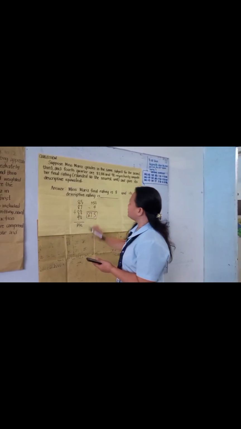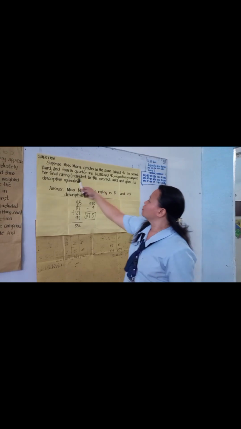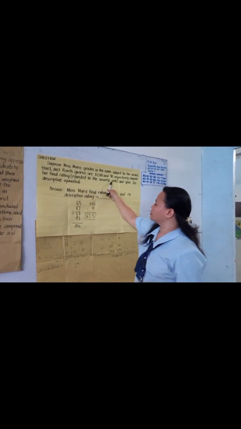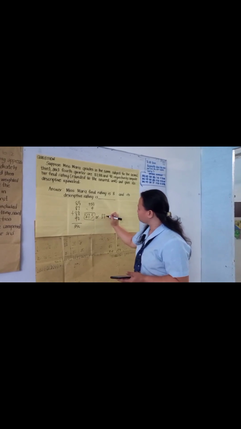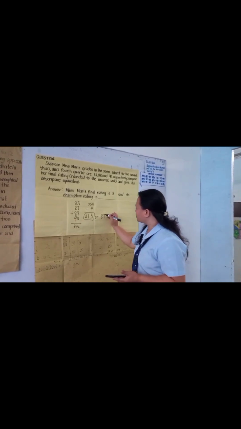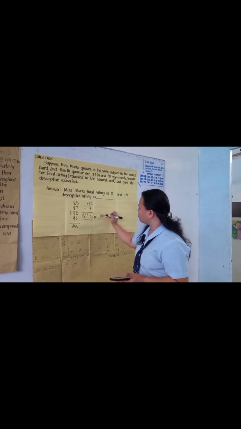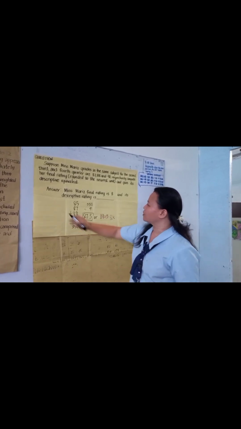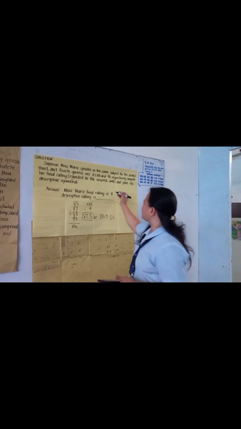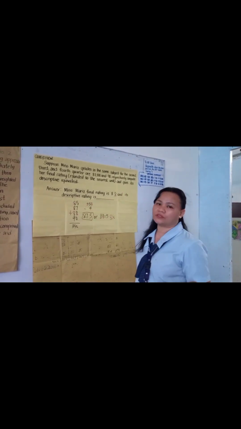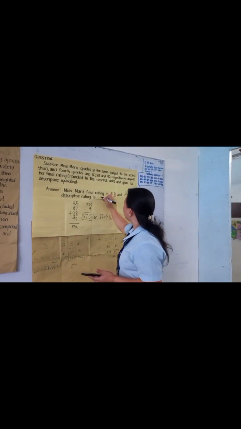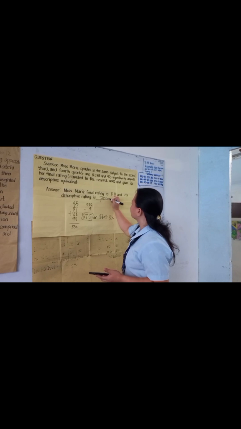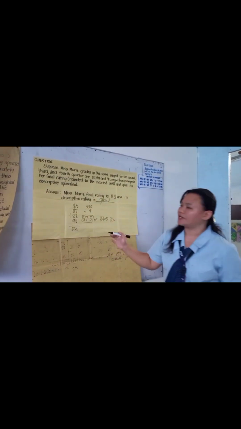And the result is 87.5. But it states here that we're going to round it to the nearest unit. So the result is 87, I mean, 88 rather. Sorry for that. So therefore, Ms. Marie's final rating is 88, and its descriptive rating is pass. She fortunately passed the Araling Panlipunan subject.